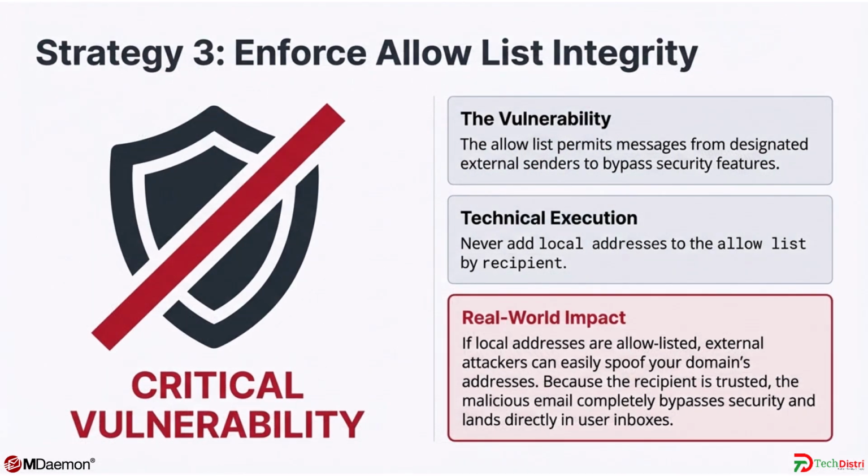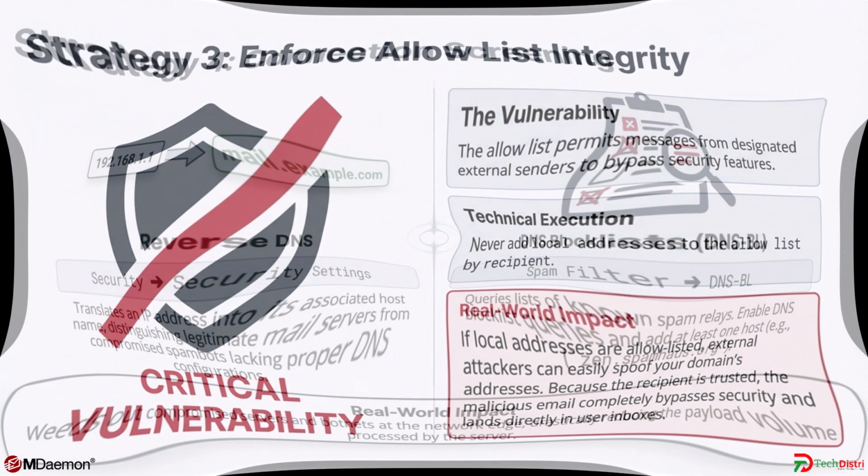Allow lists are useful, but they must be used carefully. An allow list allows messages from trusted senders to bypass certain spam checks. However, administrators should never add internal domain addresses to the allow list. If local addresses appear there, attackers can spoof those addresses and bypass security controls. Because allow listed senders are treated as trusted, malicious emails may land directly in user inboxes. For best security, restrict allow lists only to verified external partners and audit them regularly.